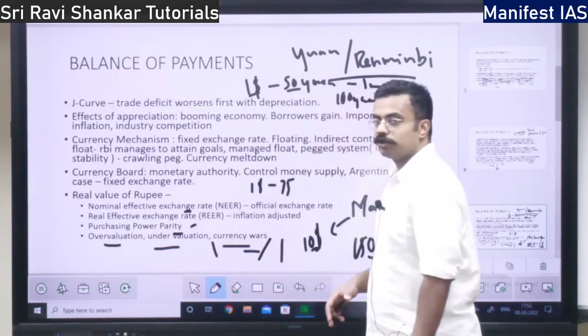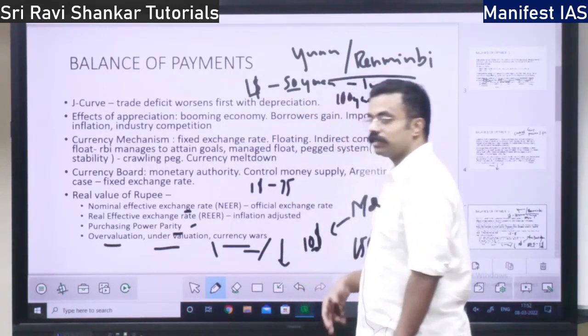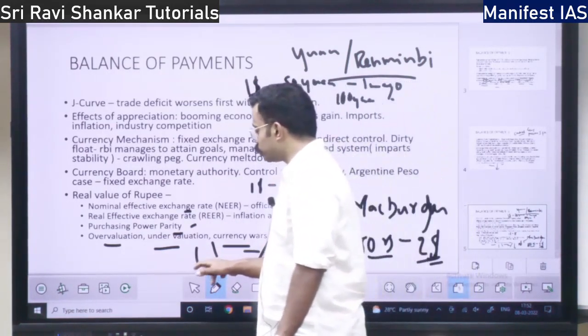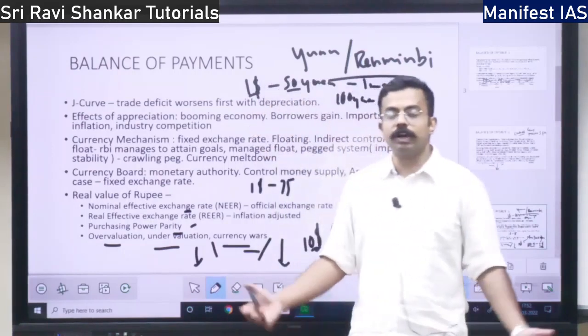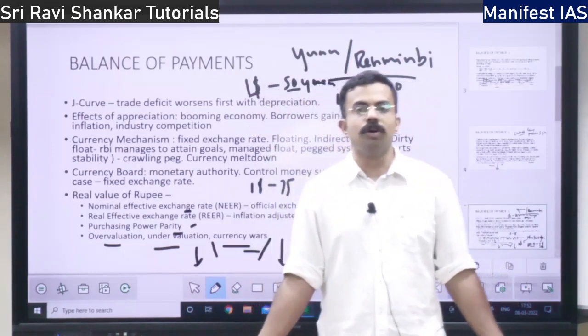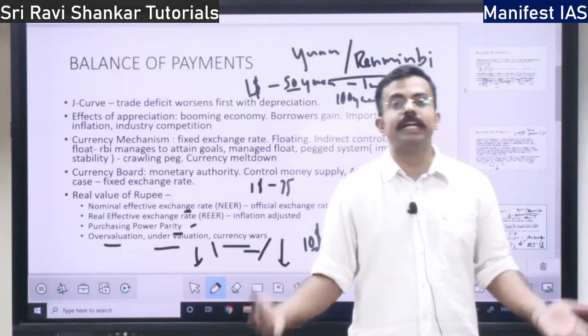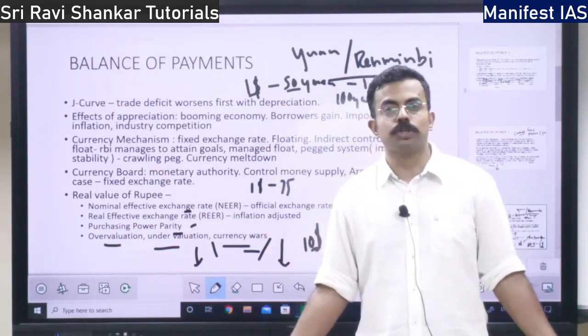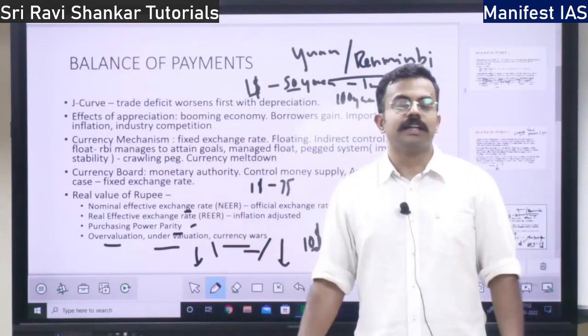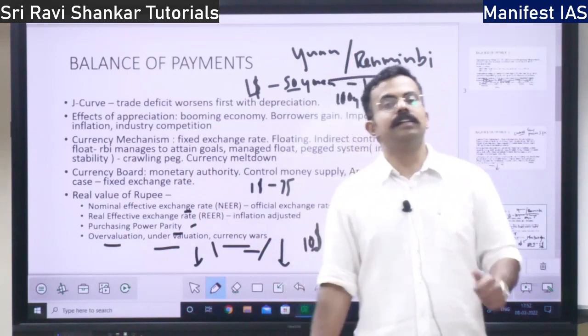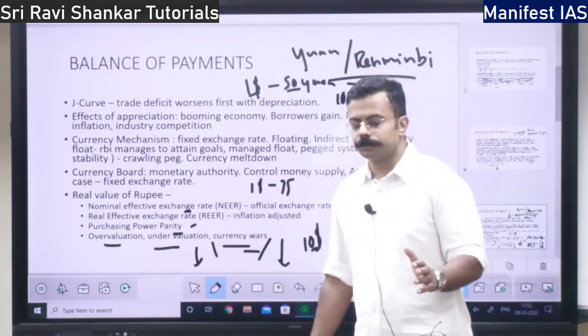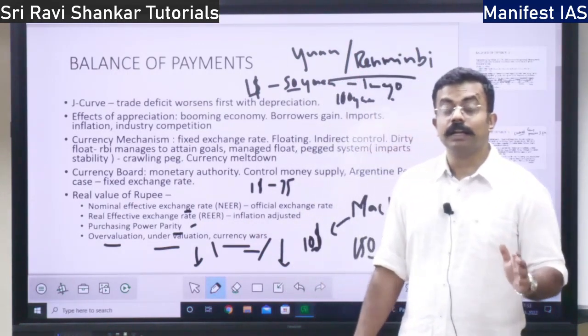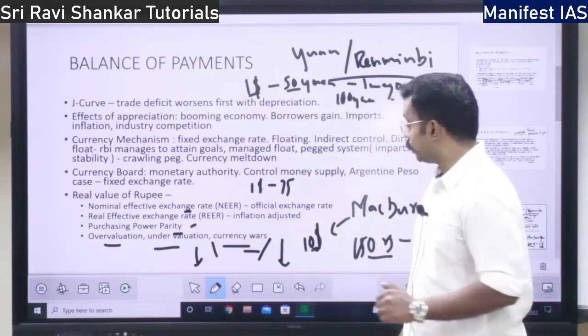So China reduces the currency. When China reduces, all the other countries will be forced to reduce. Because if they don't reduce their currency value, what will happen? They will lose their export share. All the export share will go to China. So all the countries will follow suit and reduce the currency rate. Okay.